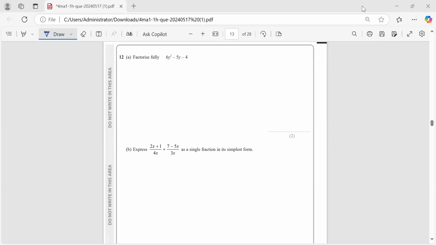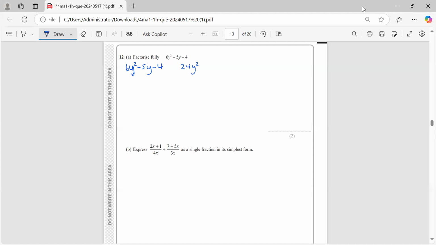All right. So there are actually many ways that we can use to factorize this quadratic expression over there. But I'll just show you one of the ways that I normally urge most of my students to use. So we have 6y squared minus 5y minus 4. The first thing that I would urge my students to do is to multiply the first term and the last term, right? So it's 6y squared times minus 4.